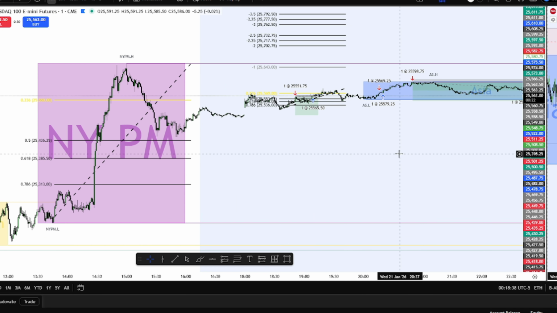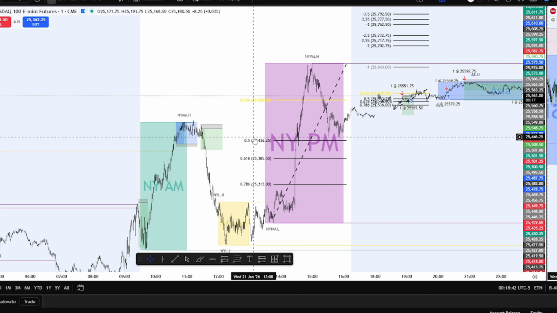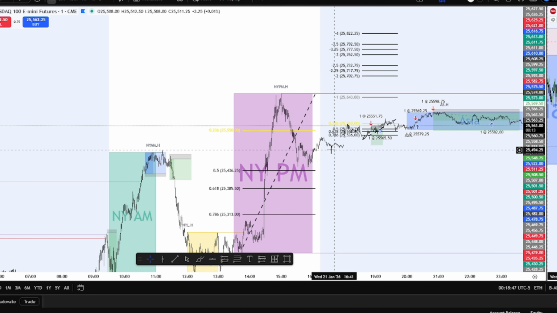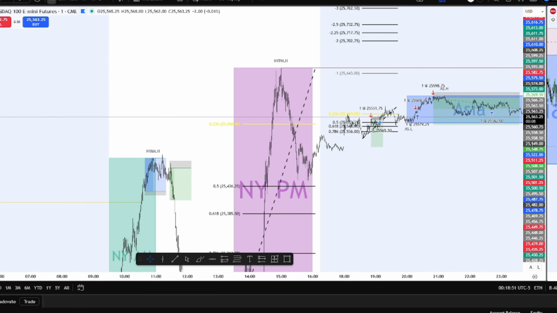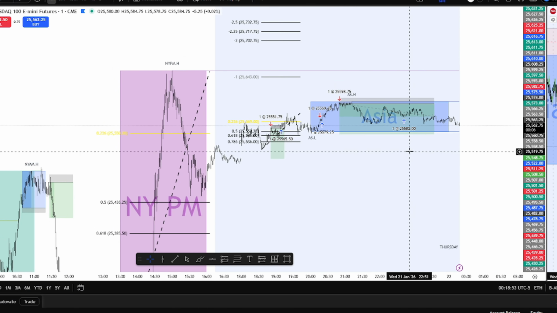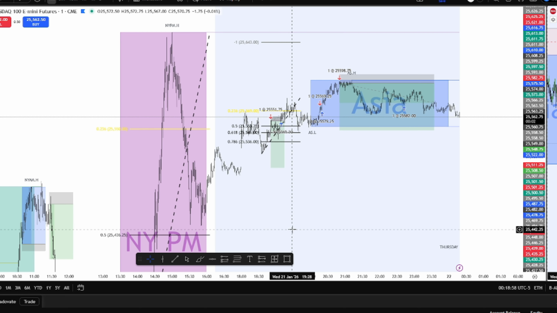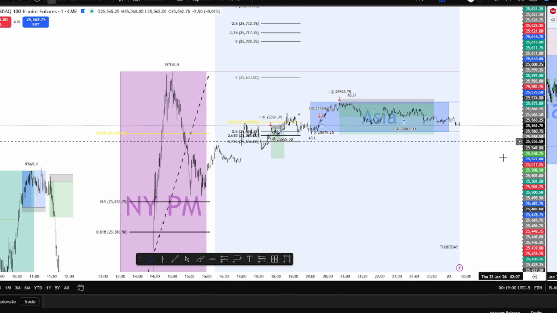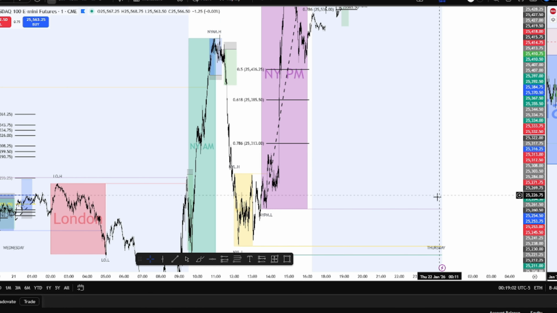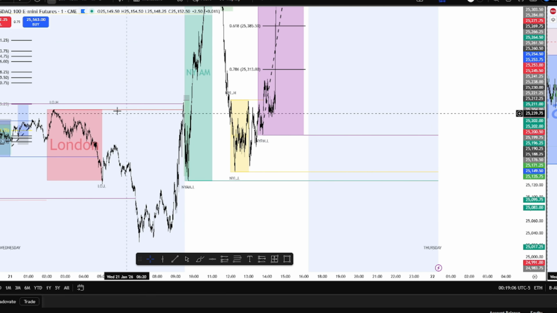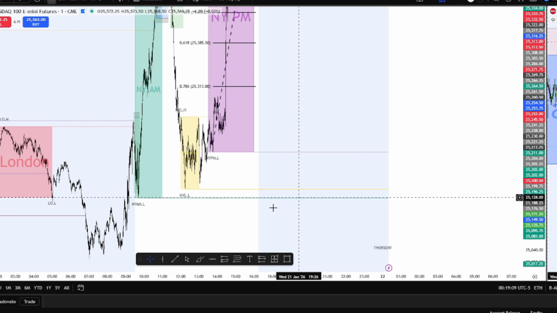So technically this leg still has not been rebalanced. Now we are on current day Thursday today. So technically this leg of PM still has not been rebalanced. So now I'm going to be looking for shorts to come down and rebalance this leg. And my draw on liquidity is going to be PM low because we took out AM highs, we took out London highs, we left so many lows.